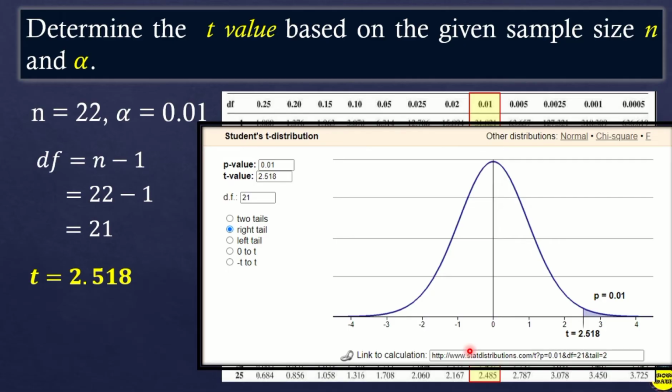Next, makikita natin sa graph. Mamaya ipapakita ko sa inyo, kapag meron kayong laptop or desktop o kaya kahit sa cellphone, pwede nyong i-search ito. Itong website na to, machi-check natin kung tama yung sagot natin. Makikita natin dito sa graph na ito yung area na right tail of the area 0.01, using the degrees of freedom na 21. So ito yung area. Next, okay, another.